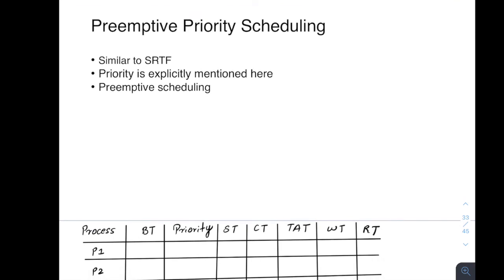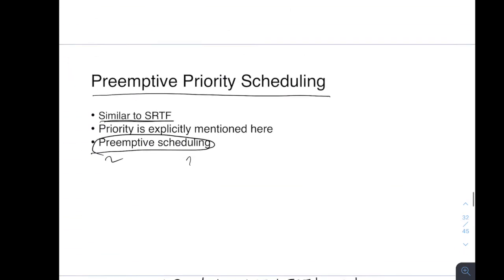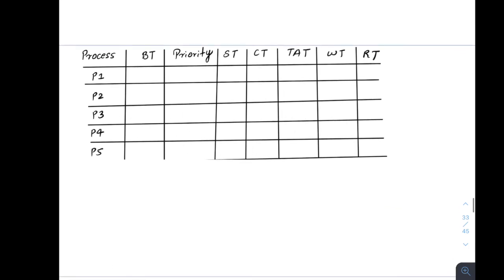Let's look into preemptive priority scheduling. This is quite similar to SRTF, actually. The difference here is that the priority number is given explicitly, whereas there you will be using burst time as the priority. Here the number is given differently. This is preemptive, right? Of course, SRTF was also preemptive. So let's fill in the numbers again here, same numbers.